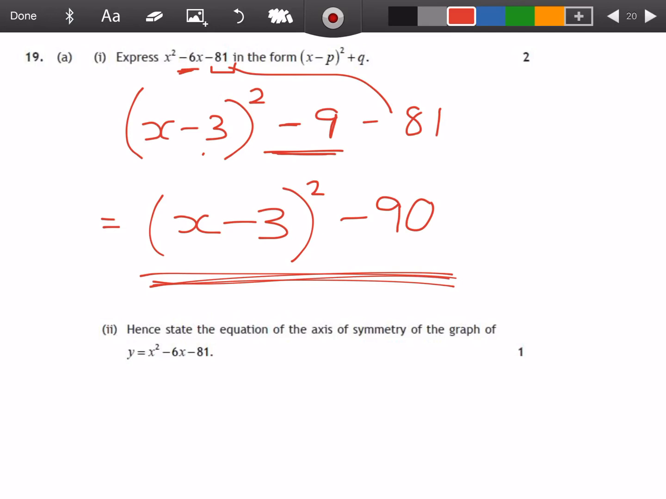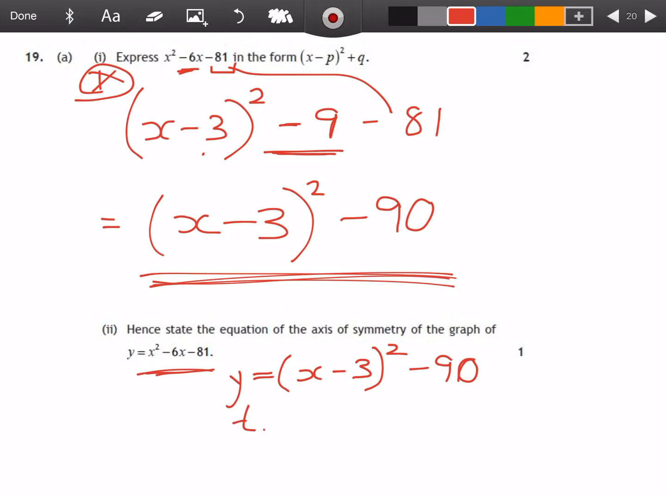Right, okay, where are we? State the equation of the line of symmetry of this graph. That is the same equation as this one up here. So if you had a graph that had this as your equation, the turning point, I know it's not asking you for the turning point, but the turning point would come from here and here. The turning point would be 3, negative 90.